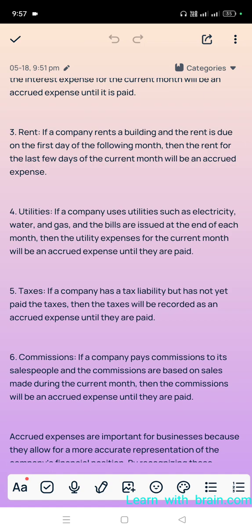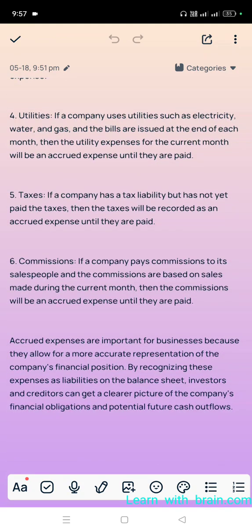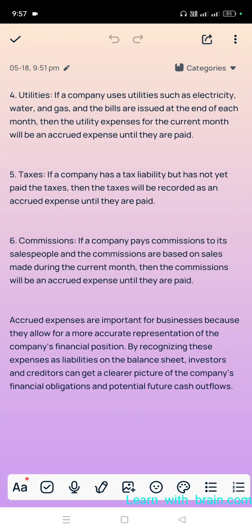What will we record for this month's rent at the month end? Accrued rent, because at the month end the rent has not been paid. So that's why for the May month the rent is recorded as accrued rent. Same as utilities, taxes, commissions.